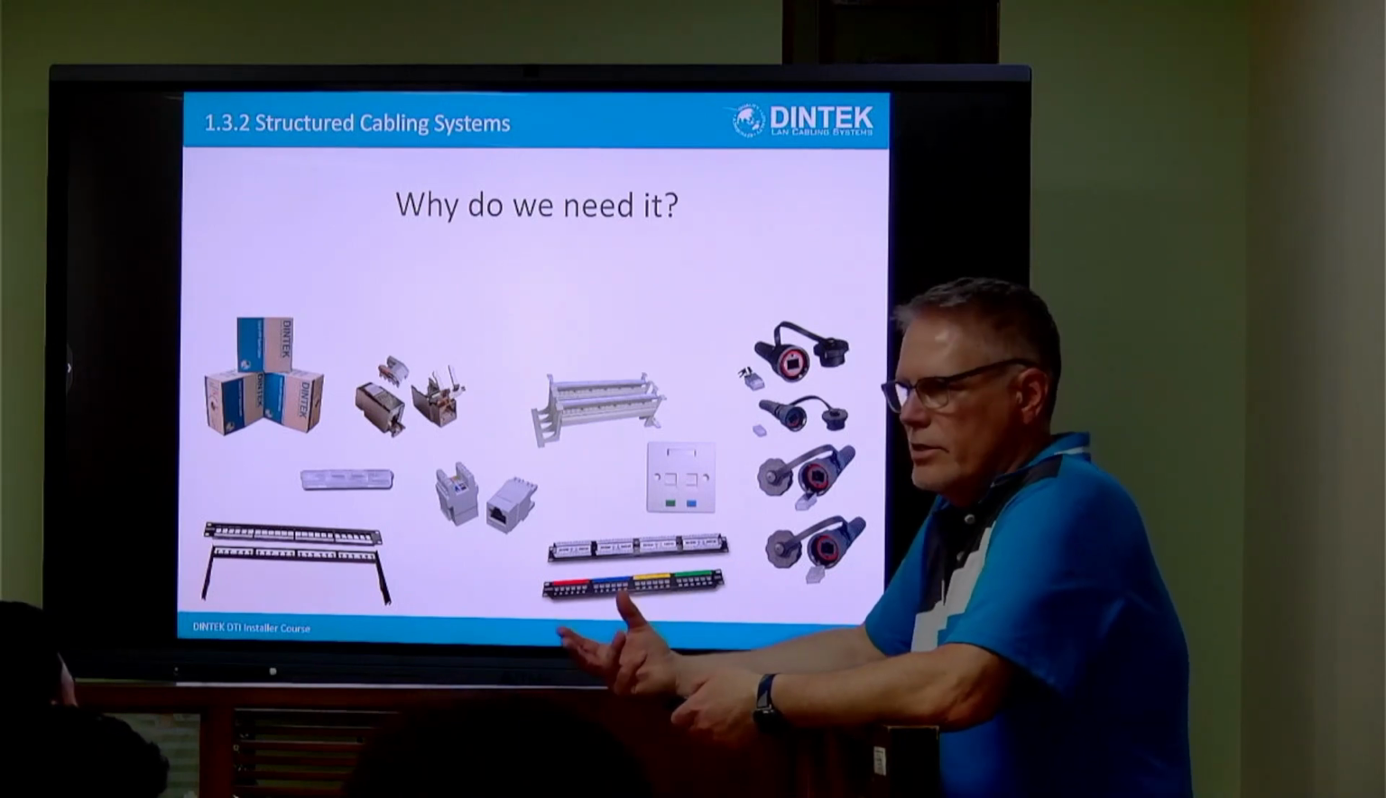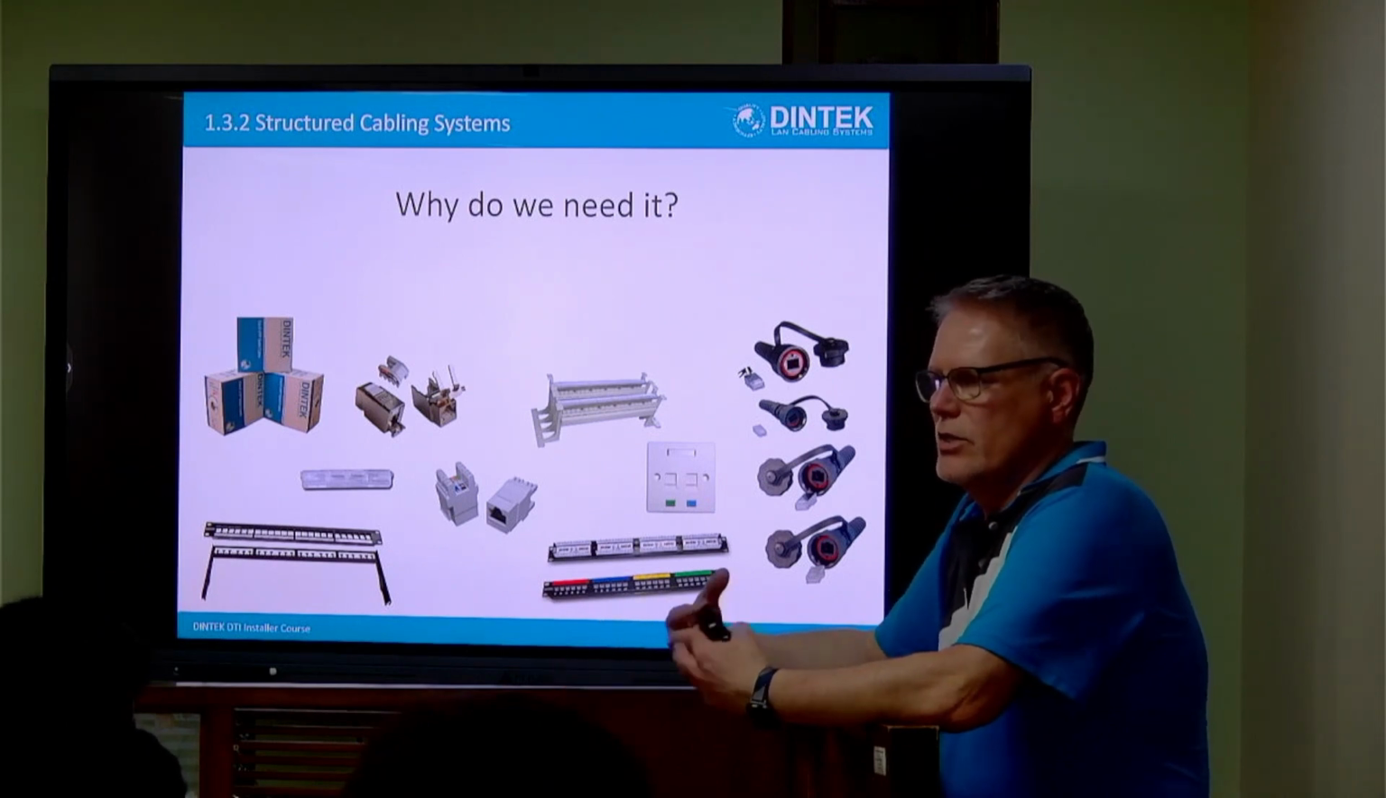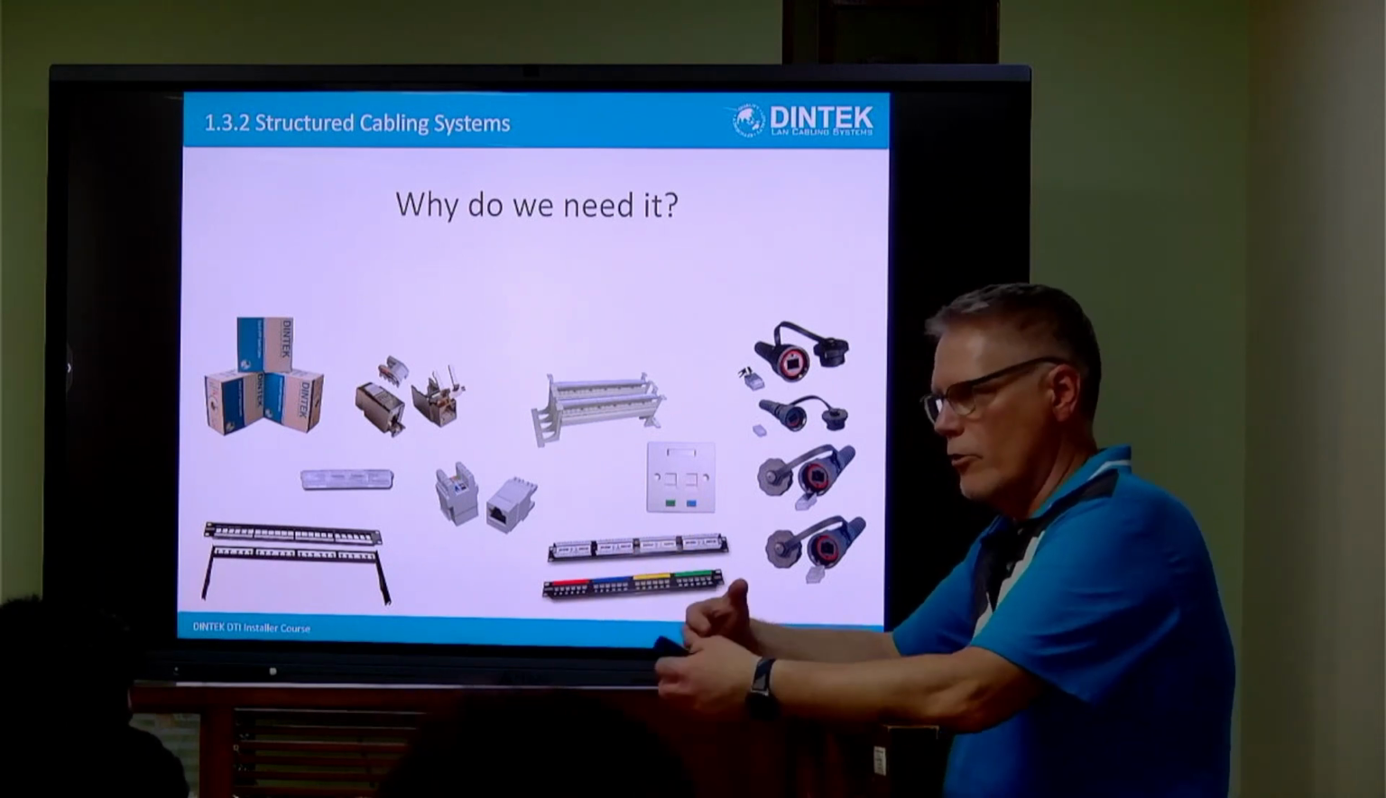So they said, right, let's develop a structured cabling system that's going to carry the same data or different data across the same system.